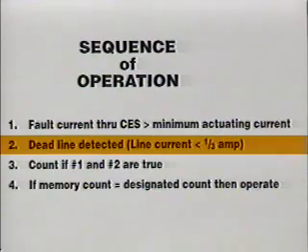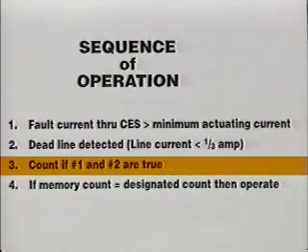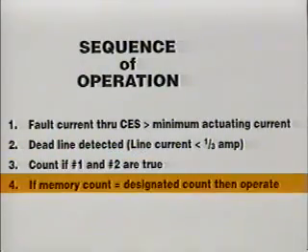The second event the sectionalizer must see is a dead line caused by the upstream device. The CES detects a dead line by monitoring the line current to be less than 1/3 amp. If both 1 and 2 exist, then and only then will the CES count. The fourth and final event is when these counts reach the designated count, the device will operate.